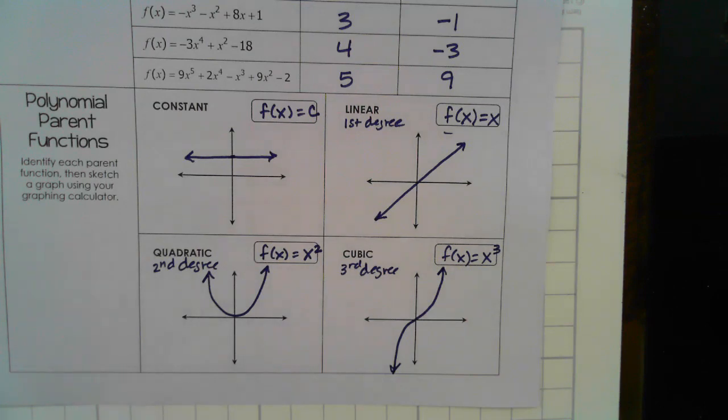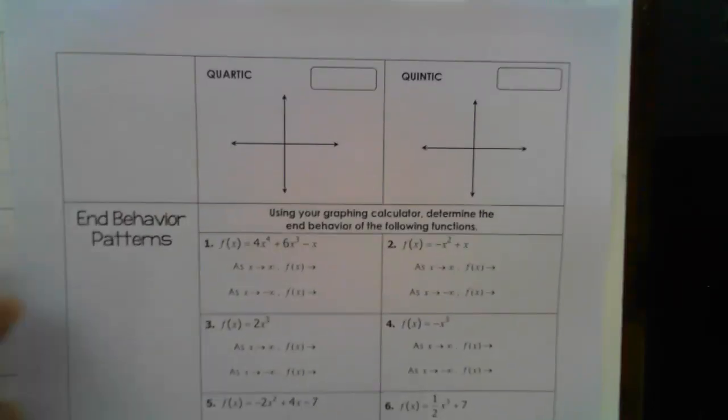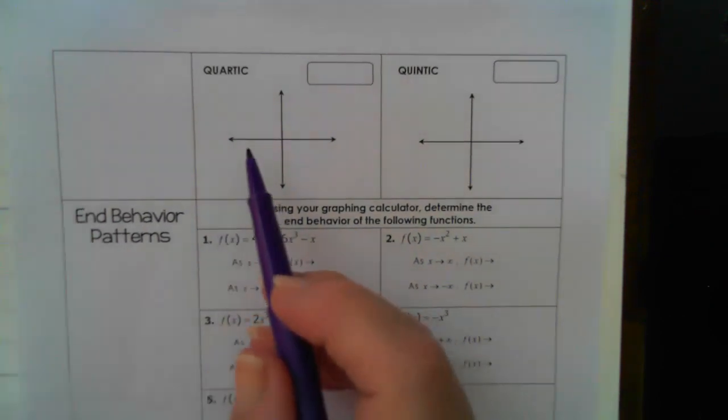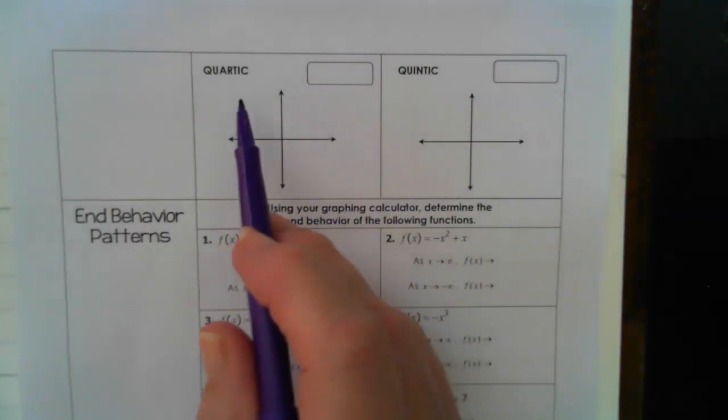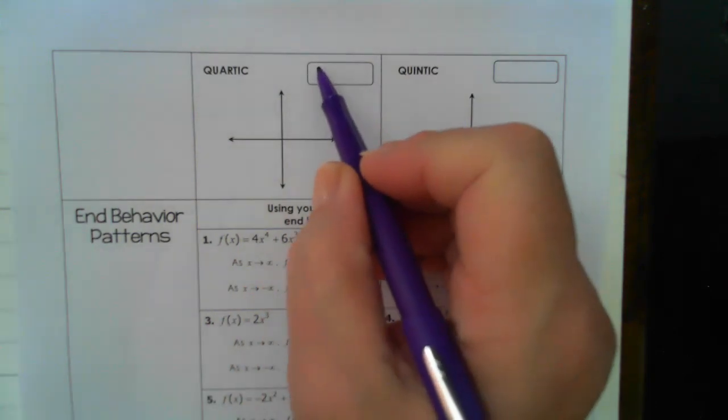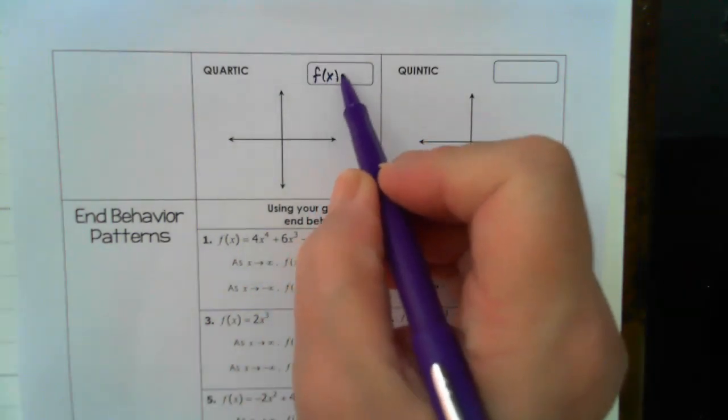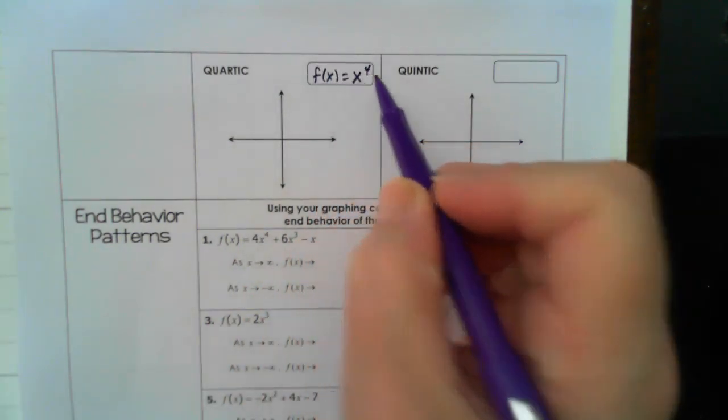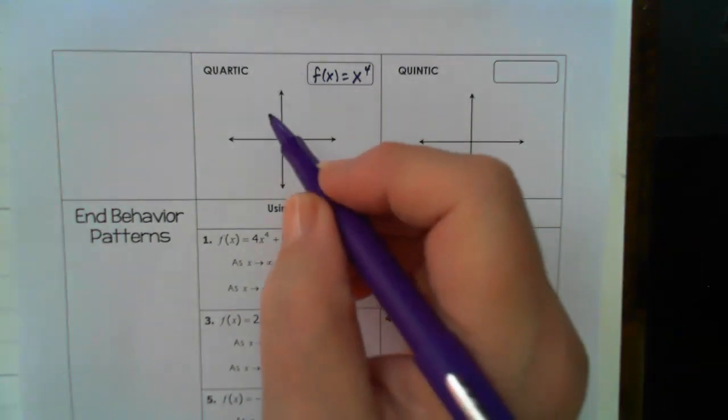Then we do all sorts of transformations and changing them, but we'll deal with that later. Right now we just want to look at the parent functions. Okay, on the next page, there's a couple more of those parent functions. The quartic, which is fourth degree. So we've got f of x equals x to the fourth power, since that is a fourth degree.